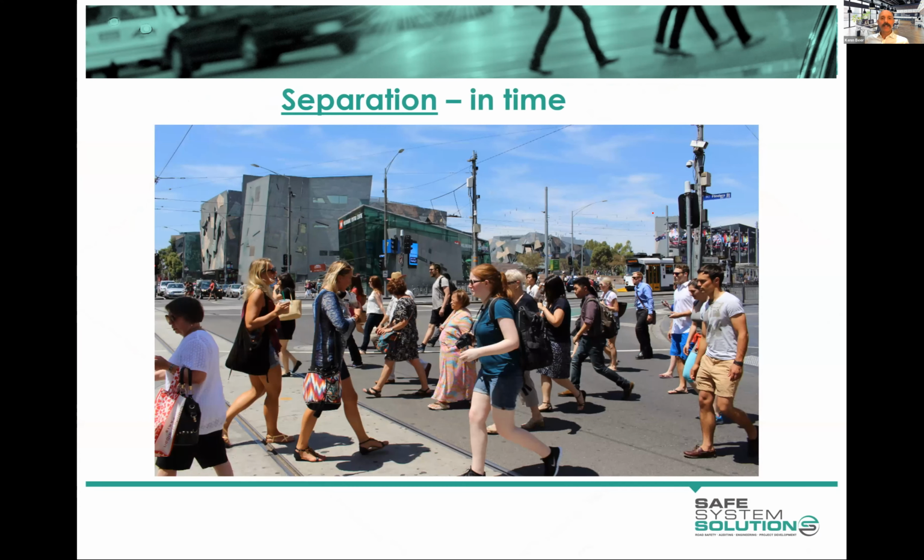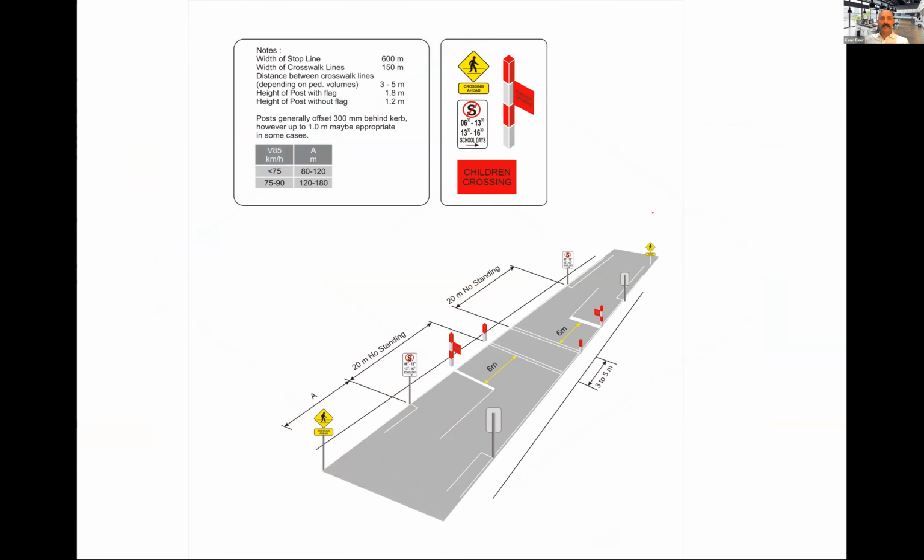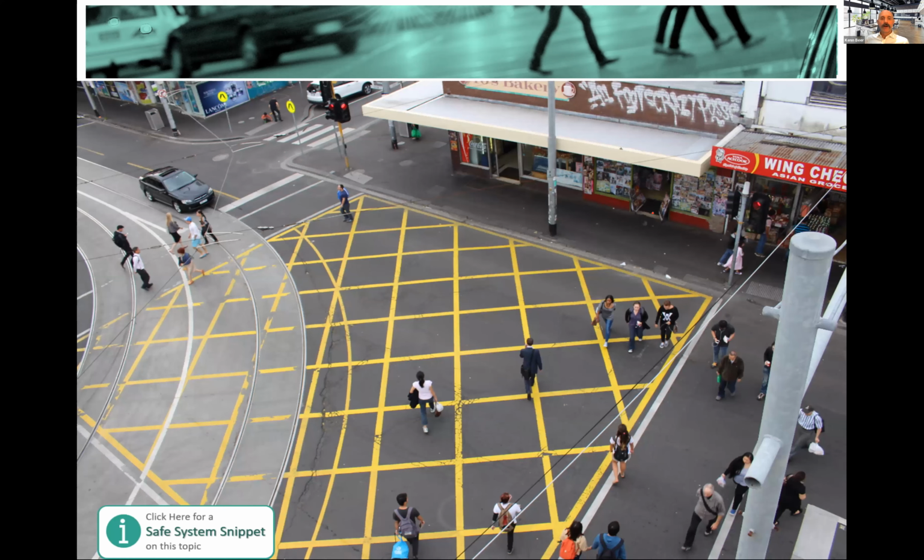The separation is separation in time or space, and in time is really a pedestrian crossing or a signalised crossing where pedestrians use it at one point in time, vehicles use it at another, or a school crossing, for example, or other different types of crossing arrangements. Actually, I'll give a prize if anybody can tell me what a scramble crossing, as it's commonly called, what the official name of that is?